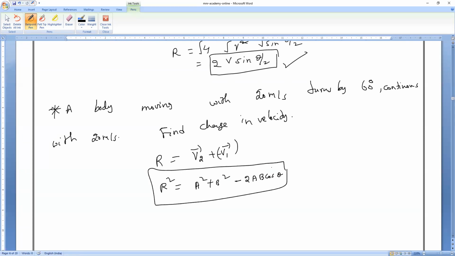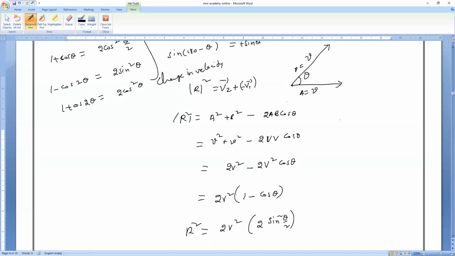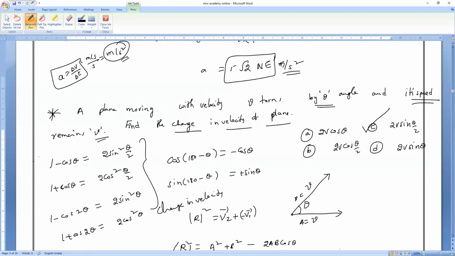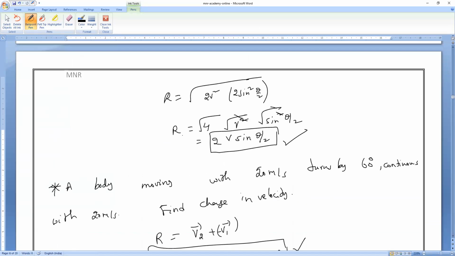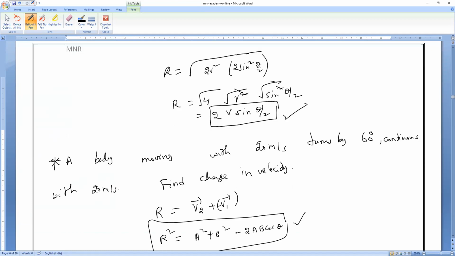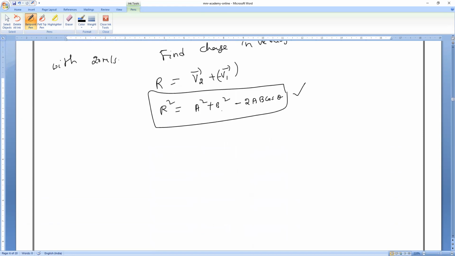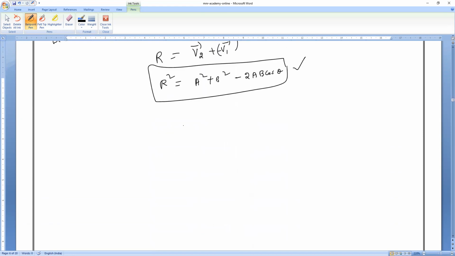You can also find it in this way. Just now we found: a plane moving with a velocity v turns by theta angle and its speed remains v. Then find the change in velocity of the plane. What is the formula? We found that R is equal to 2 into V sin theta by 2.